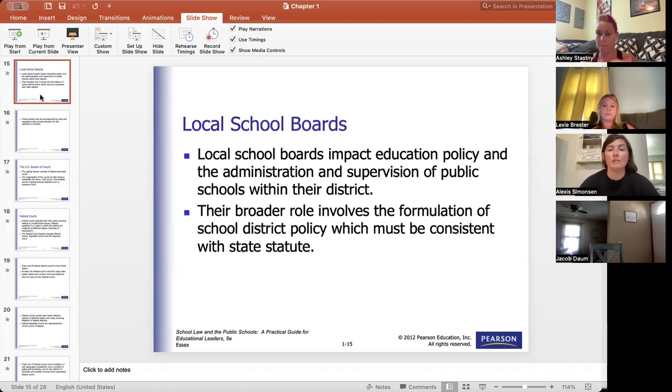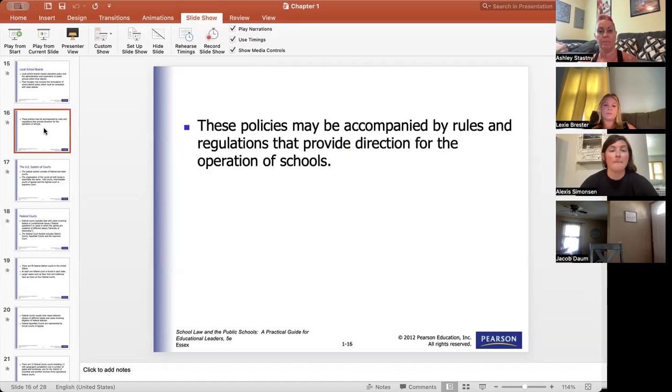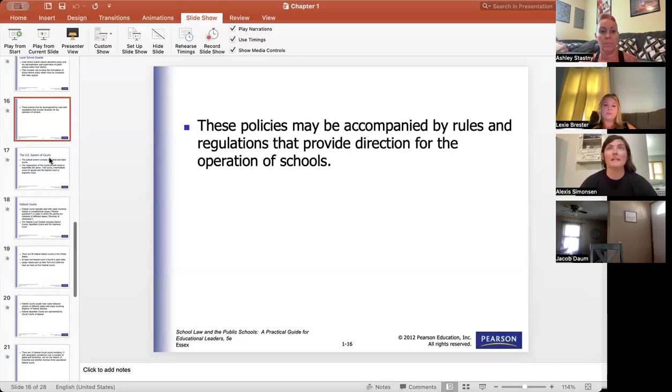As Lexi just said, we talked about the state school board. Now we're going to break it down into our more individualized local school boards. They make an impact on education policies and on who the administration and supervisors are going to be within the school districts. They're involved with formulation of school district policies, which may be consistent with the state statutes. These policies may be accompanied by rules and regulations that provide direction for operation of schools. They have to follow the same policies as what the state would provide, but they bring it into more localized form and create those policies within their school district.